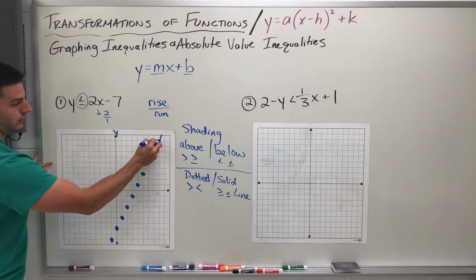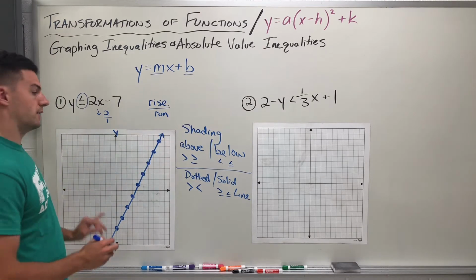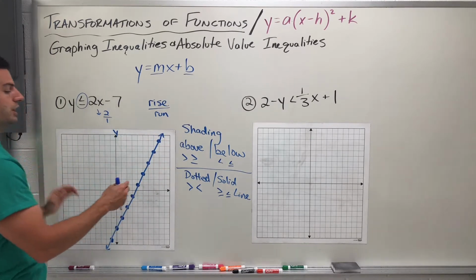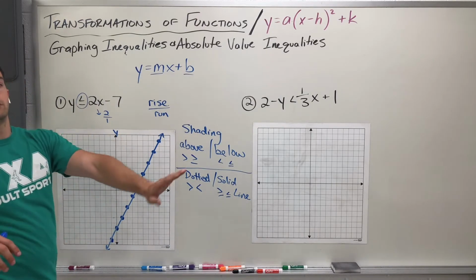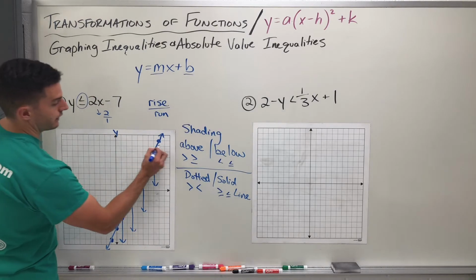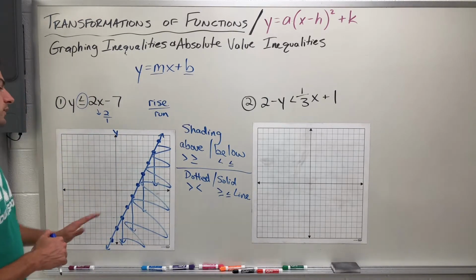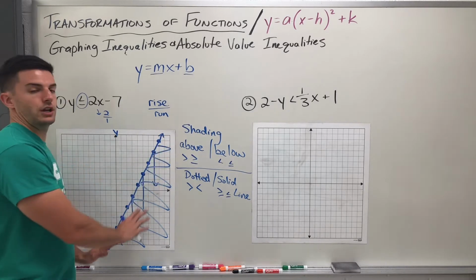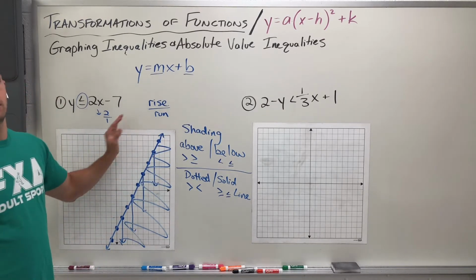So I just connect these dots like normal, and it does go on forever, so we do draw the arrows on the ends. And then the shading. Am I going to shade above this line or below this line? It is less than or equal to, and so if it's less than, it's shaded below. And so this is the area that would be shaded in, okay? What does that mean? Well, that means that any point in this shaded area is going to be a solution to this inequality.